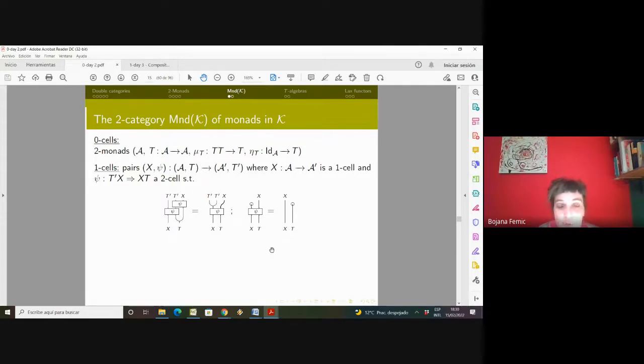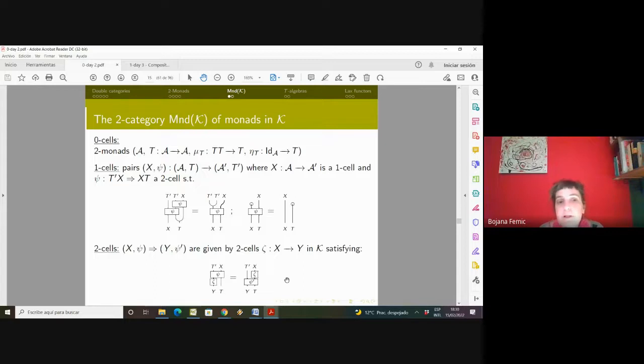Okay, so we have these two axioms for one cells, and now finally two cells between these two one cells are given by just ordinary two cells in K. And now these two cells theta should satisfy this axiom. So it's again like some kind of neutrality that theta passes this way. Okay, so this is how these two categories are given.